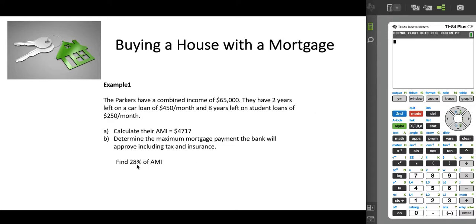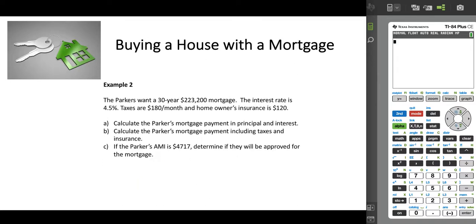Okay, so how much does the bank think they can afford? To calculate that, you find 28% of their AMI. Remember, their AMI is $4,717. So 28% of that is $1,321. That's what the bank thinks that they can afford. If the mortgage amount exceeds this, they will not be approved. If it's lower than this figure, then they will be.